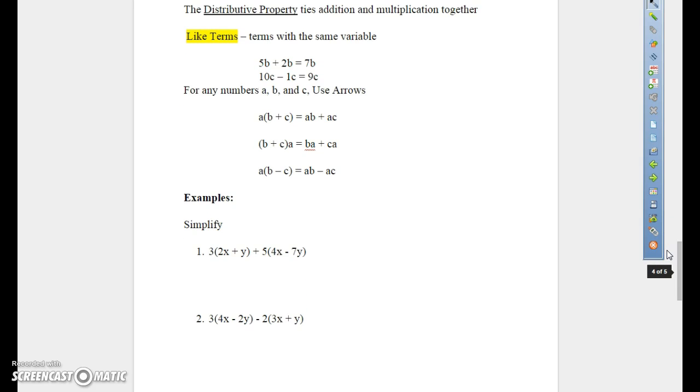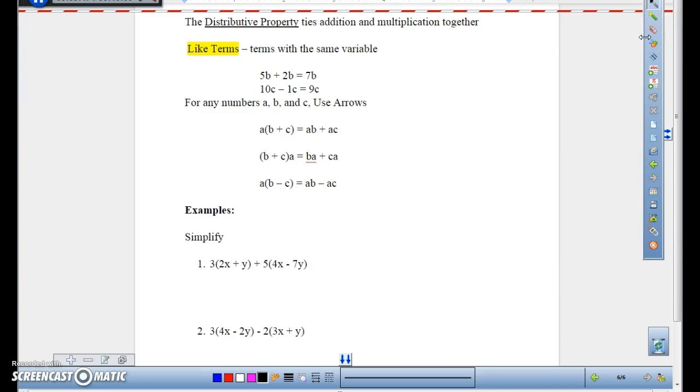Our last property and our biggest property that we talk about is the distributive property. You have to be good at the distributive property to survive Algebra 2. You learned this in Algebra 1. You probably learned this a little bit in 7th grade math. The distributive property is what ties addition and multiplication together.